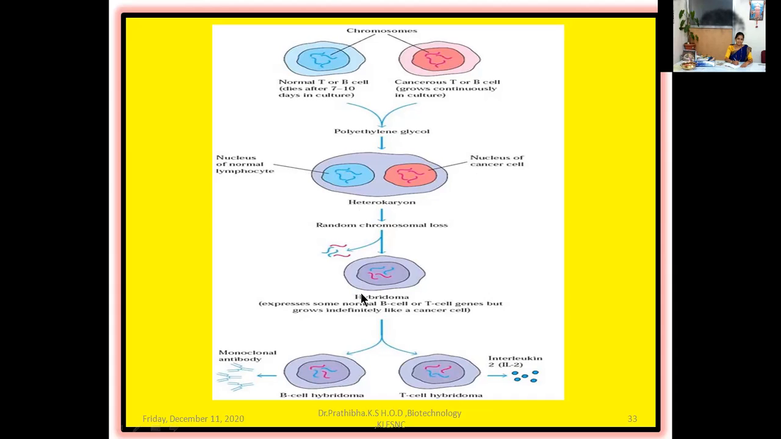Then the hybridomas which are formed express some normal B cell or T cell genes but grow indefinitely like cancer cells. Here you could see the B cell hybridoma responsible for the monoclonal antibody and the T cell hybridoma responsible for interleukin 2 specifically.